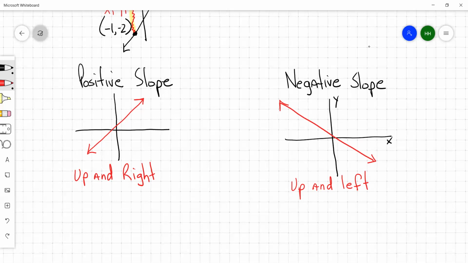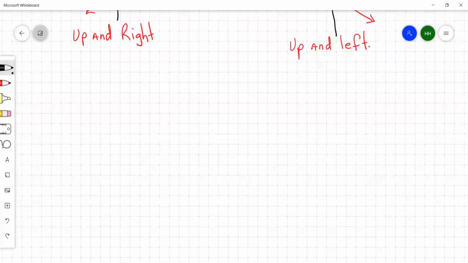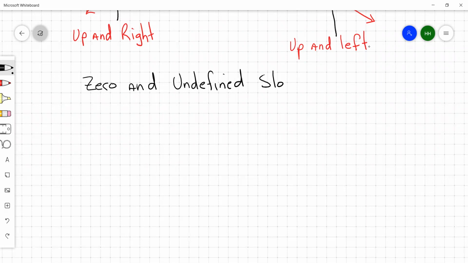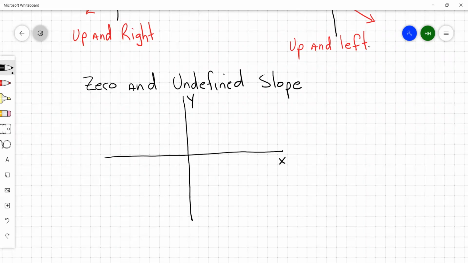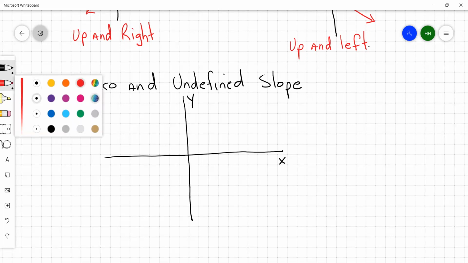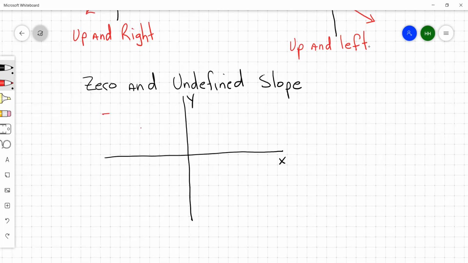And then we got two other slopes. We got 0 and undefined slope. Come on, let's go. Let's see. Here we go. Here's a horizontal line.